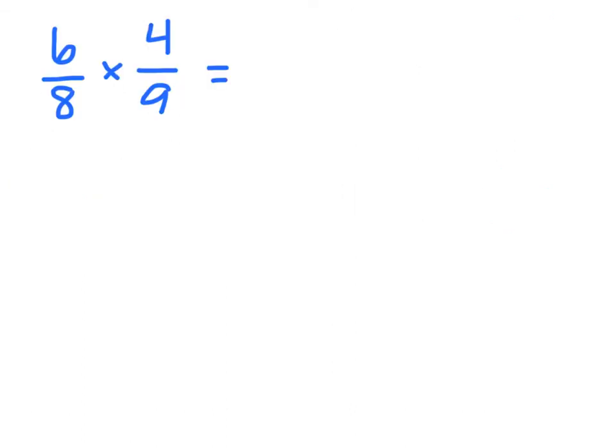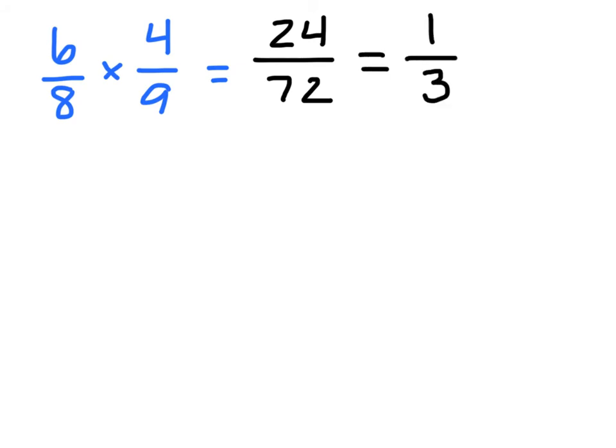Our next problem is 6/8 times 4/9. Using method 1, we'll multiply our numerators first. 6 times 4 is 24. Next, we'll multiply our denominators. 8 times 9 is 72. Now, we reduce. I'm going to use mental math to do this. If I know that 75 divided by 3 is 25, then I know that 72 divided by 24 is also 3. So my answer is 1/3, because I can divide both numerator and denominator by 24.